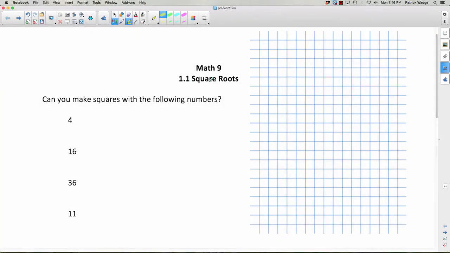Welcome to Chapter 1. So we're going to start today with 1.1, which is on square roots.